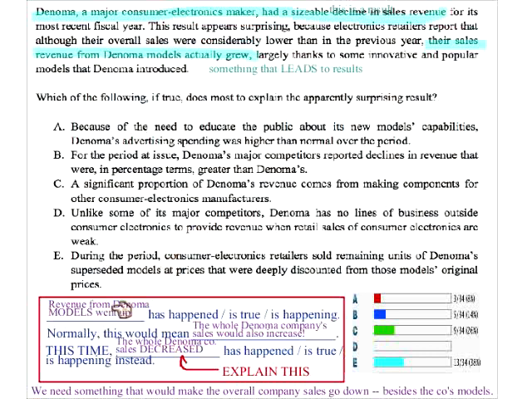So we need something that'll explain this. We're talking about sales, so they need to sell something else that they did much worse in their sales of. So for this to work, Denoma needs to sell something else besides its own models. And that's where the decrease comes from. So the only thing here that works with that is choice C.